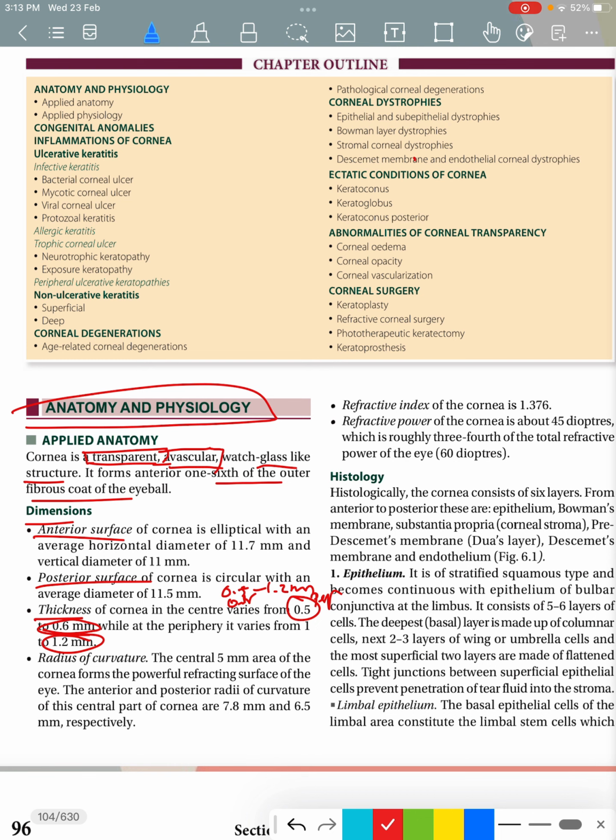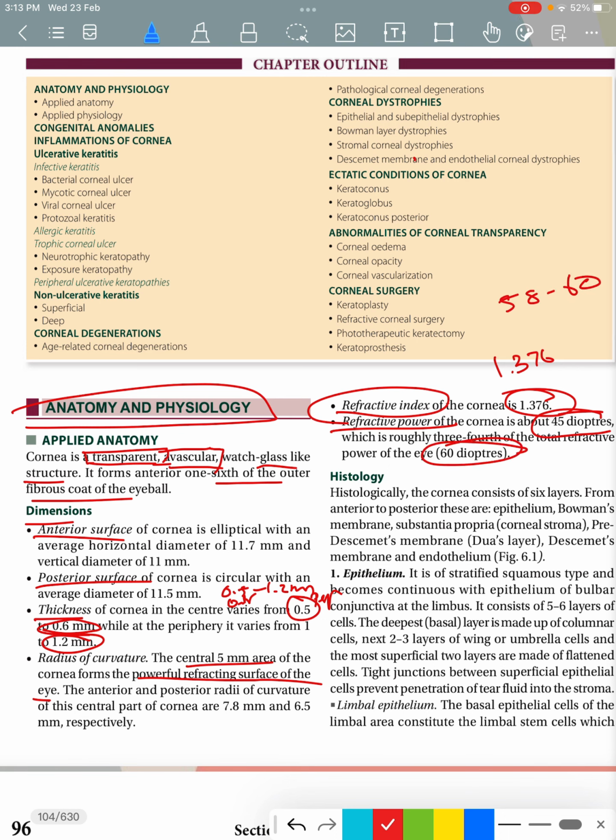The central 5 millimeter area of the cornea forms the powerful refracting surface of the eye. The refractive index of the cornea is about 1.376. If someone asks what is the power of the cornea, it is 45 diopters, whereas the total power of the eye is 60 diopters. You can say 58 to 60, it can vary. So 42 to 45 for the cornea and the remaining 16 for the lens. So the cornea has more refractive power than the lens.